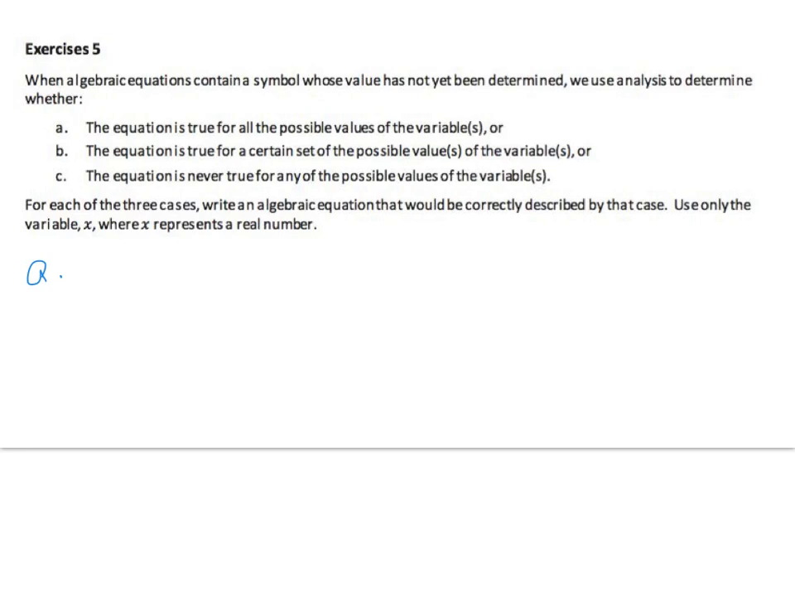We could come up with something that used the distributive property. We could say 2 times x plus 3 is in fact equal to 2x plus 6. No matter what I plug in for x, the left side of my equal sign is going to equal the right side of my equal sign. Okay? Because the left and the right side are equivalent, so it doesn't matter.